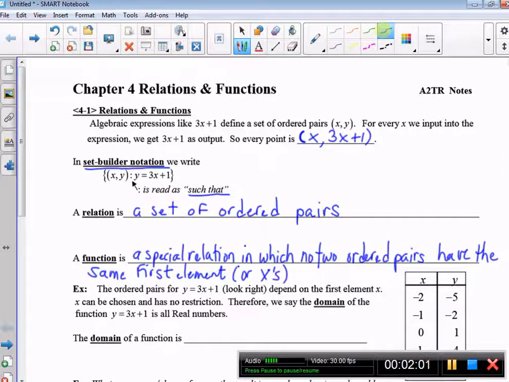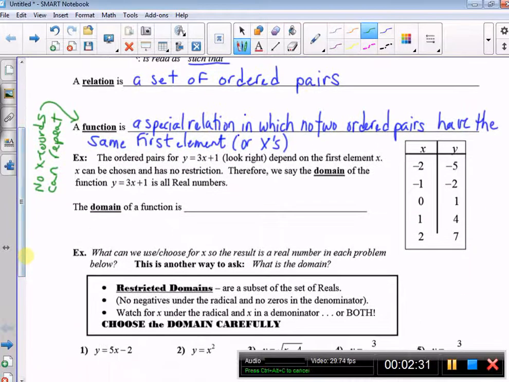So basically for a function, no x coordinates can repeat. Okay? So no x coordinates can repeat. So the ordered pairs for y equals 3x plus 1, if you look to the right, depend on the first element x. X can be chosen and has no restriction. In other words, we can substitute into x any number we want.